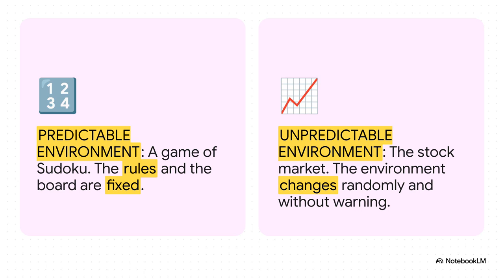In a game of Sudoku, the rules are totally fixed, and the grid doesn't just suddenly change on you. But the stock market, it's the very definition of unpredictable. It reacts to news, to rumors, to global events in ways that are just chaotic. And this also brings in our 4th rule. Is it a single agent or a multi-agent world? Sudoku is single agent. It's just you and the puzzle. The stock market is multi-agent, with millions of buyers and sellers all acting at once.